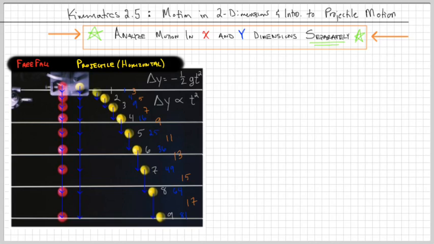These orange distances I've listed are sometimes referred to as the odd number rule of falling objects, and it was an astonishing discovery at the time. It showed us quite a bit about free fall and the relationship that we now see in our kinematic equation, that fall distance is directly related to the square of the time.